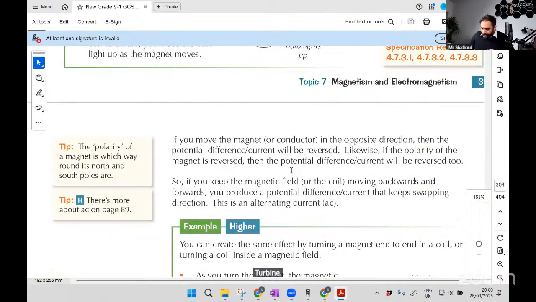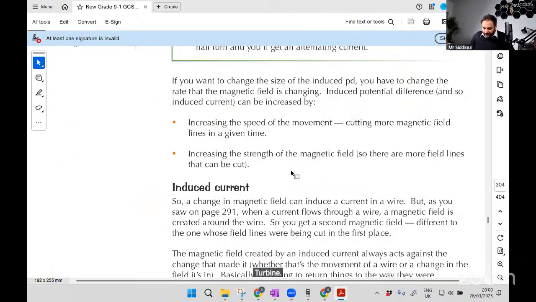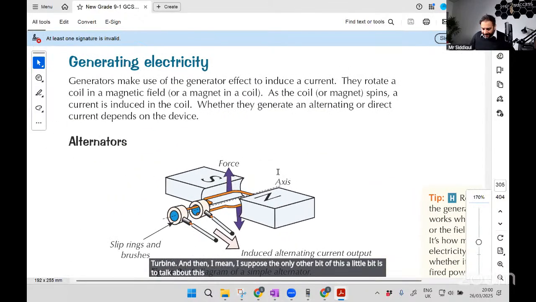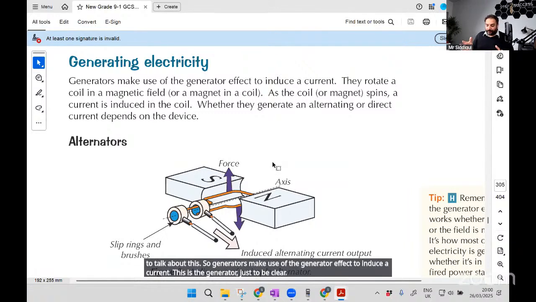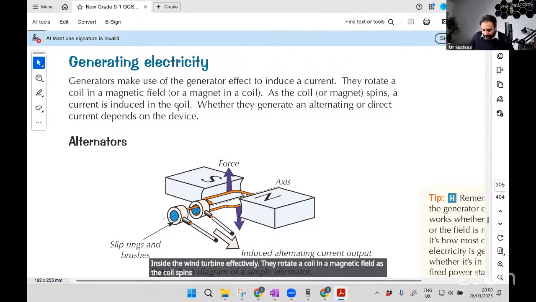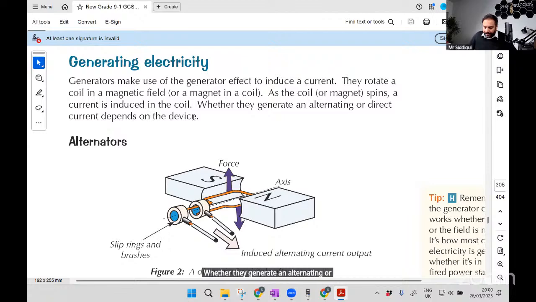And then, I suppose the only other bit of this is to talk about this. So generators make use of the generator effect to induce a current. This is the generator, just to be clear, inside the wind turbine, effectively. They rotate a coil in a magnetic field. As the coil spins, a current is induced in the wire. Whether they generate an alternating or direct current depends on the device.